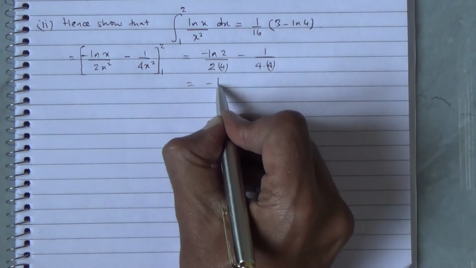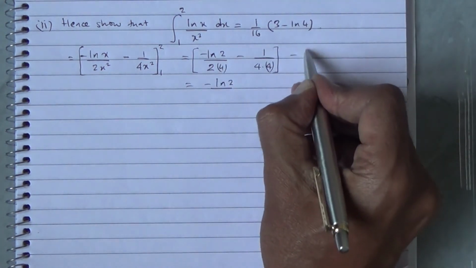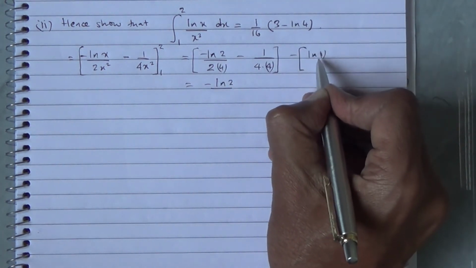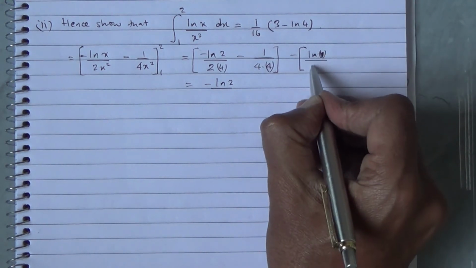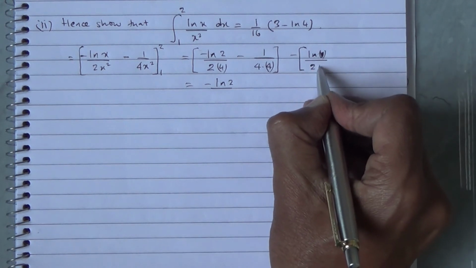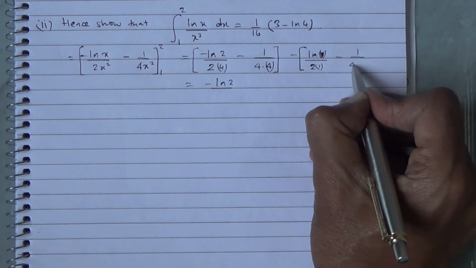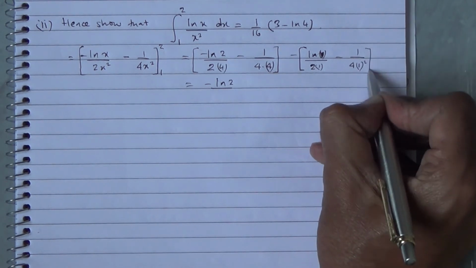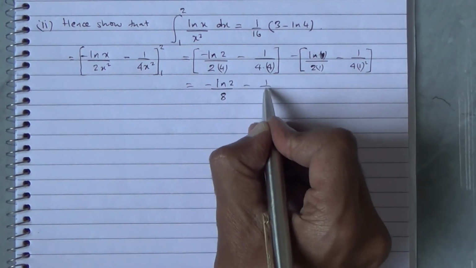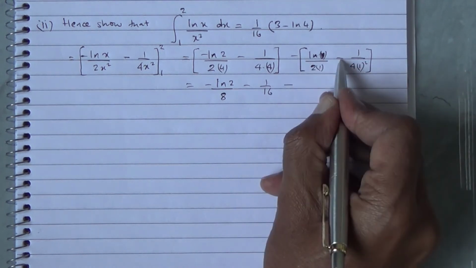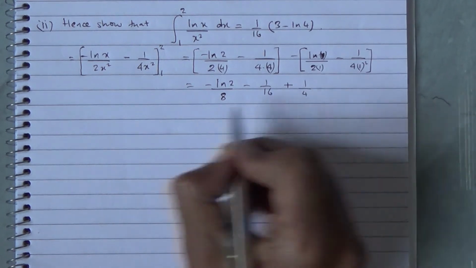Okay, so minus ln 2, and this is the upper limit, of course. Take away the lower limit. ln 1 is 0 anyway, so we're not going to go far with this part here. ln 1 over 2 times 1, 1 squared is 1, 1 over 4 times 1 squared is 4. So this is going to be 8 minus 1 over 16, minus becomes plus. This is 0 because ln 1 is 0, 1 over 4.